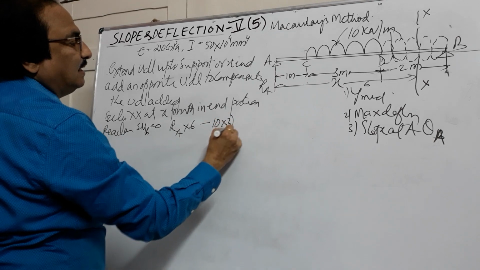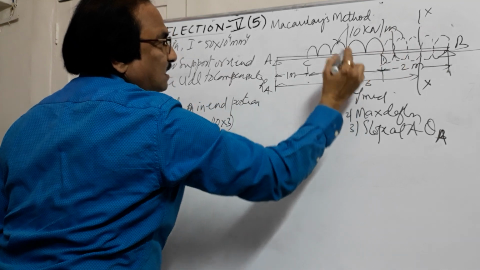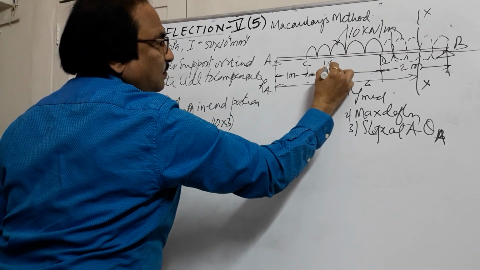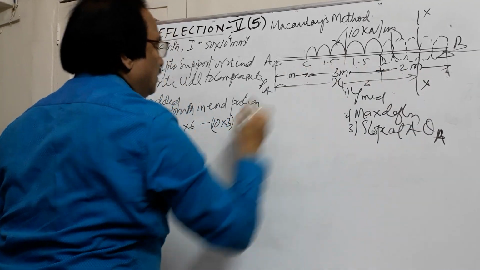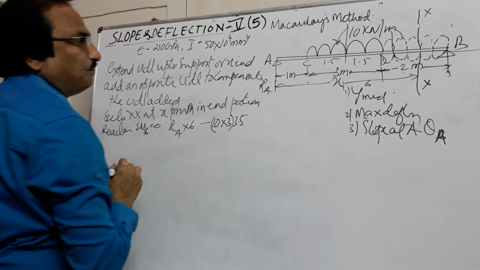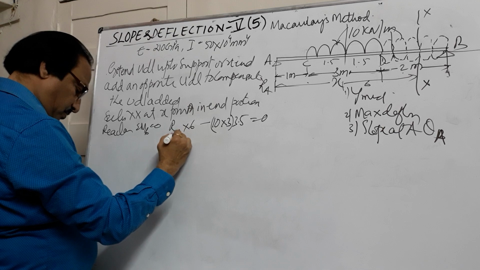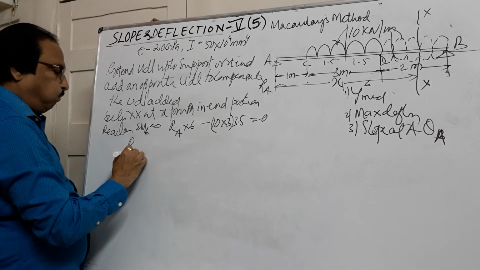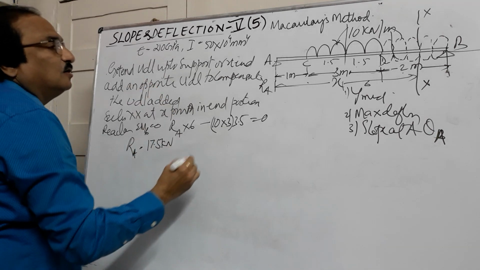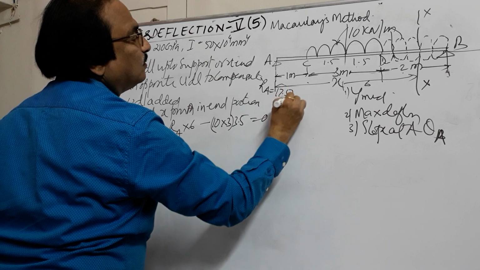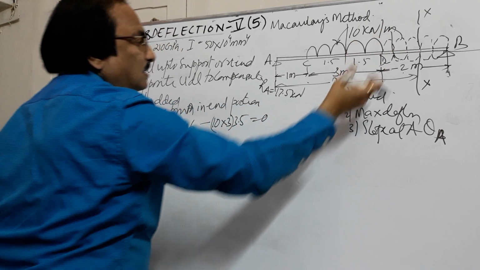is the UDL acting. It is acting at the center. I am not taking this part because they neutralize each other. So it is acting at the center, so this will be 1.5 and 1.5. I want the distance from here, so it will be 2 plus 1.5 equals 3.5. This must be equal to 0. So you get RA equal to 17.5 kilonewton. Once you find the reaction, then we'll add the extra load, that is better.